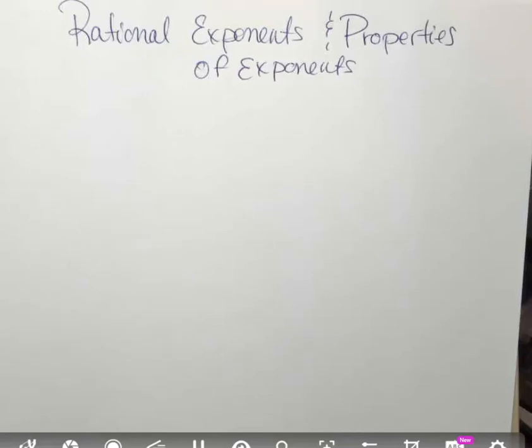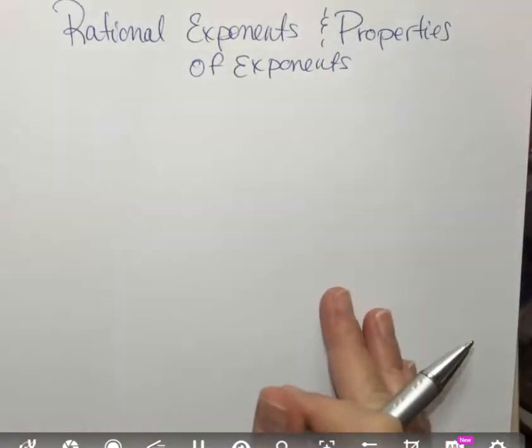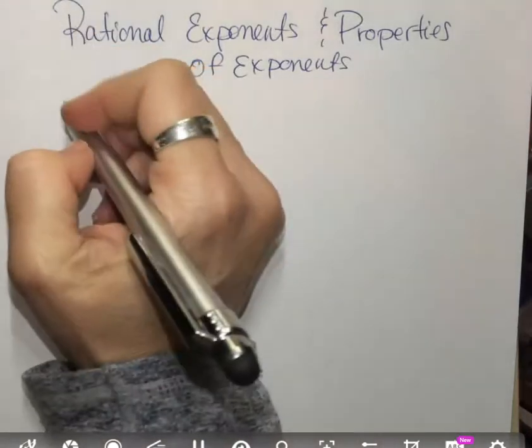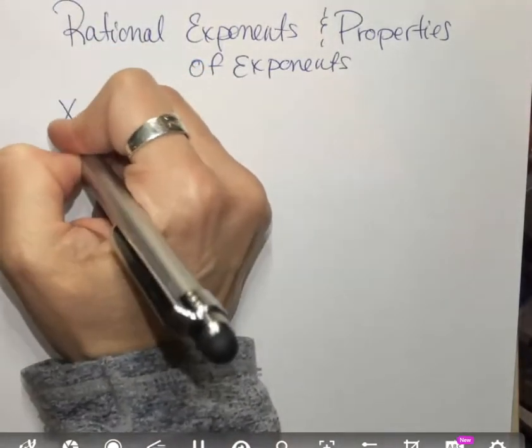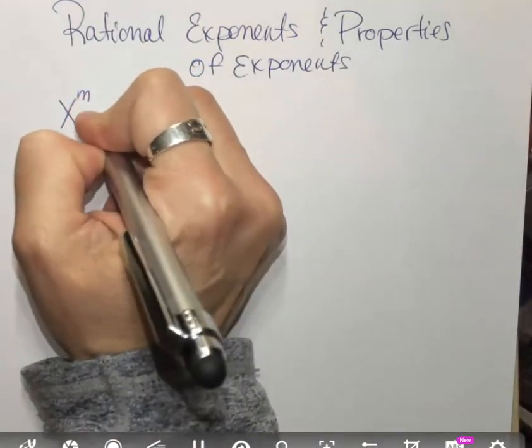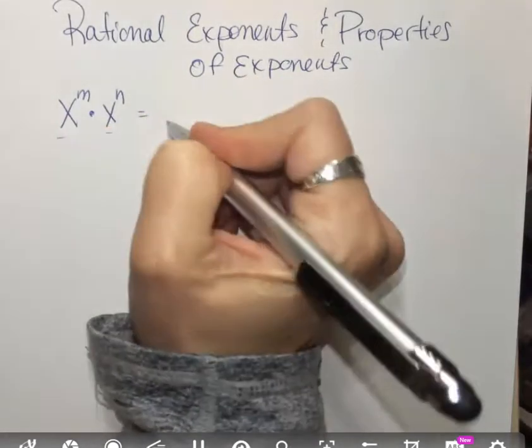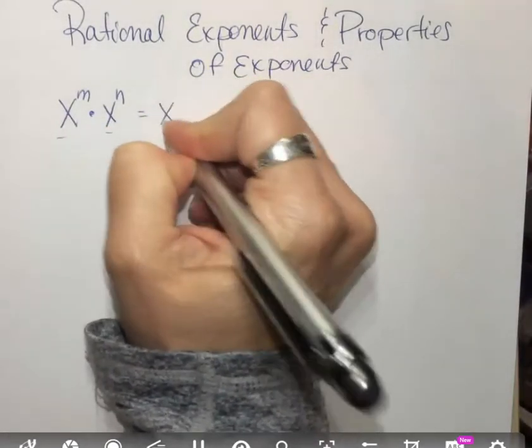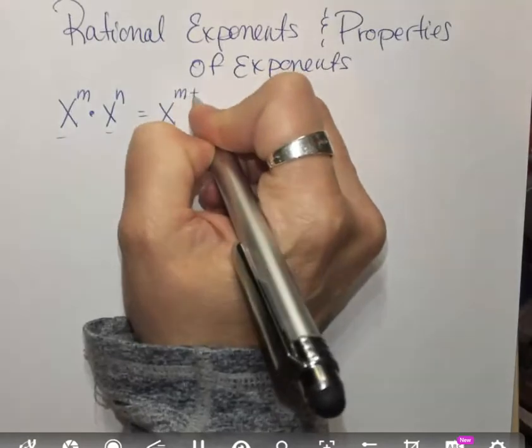Okay, we have rational exponents and properties of exponents all coming together in this particular lesson. So let's write down our rules here. If I have x to the m times x to the n, the bases have to be exactly the same. If the bases are the same, then I'm going to add the exponents.